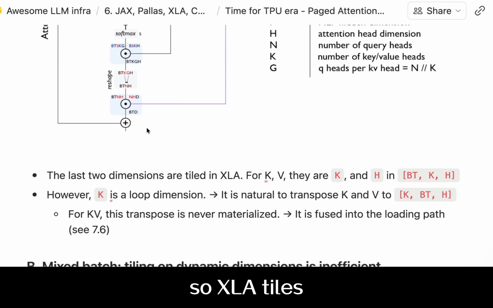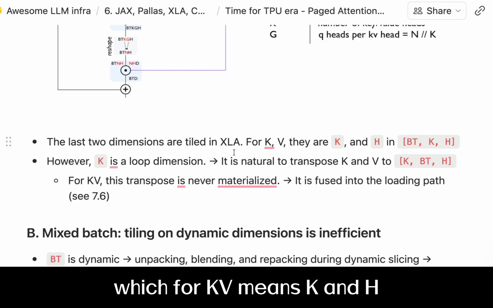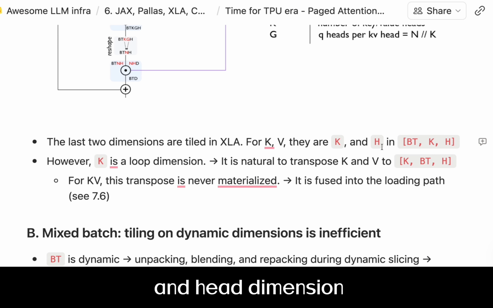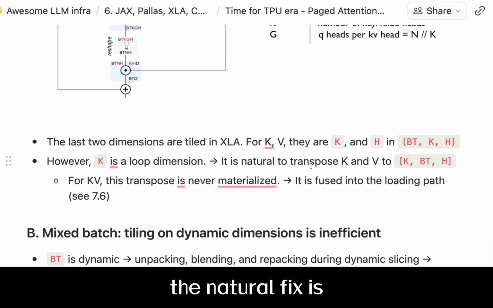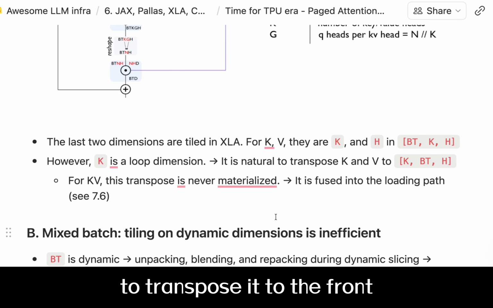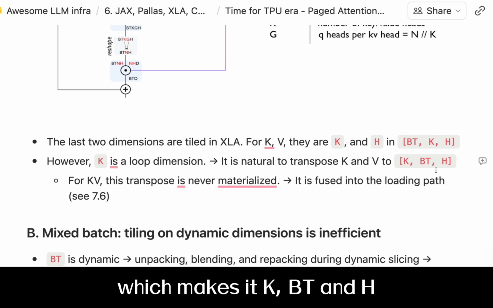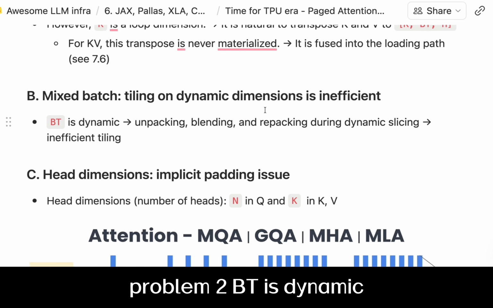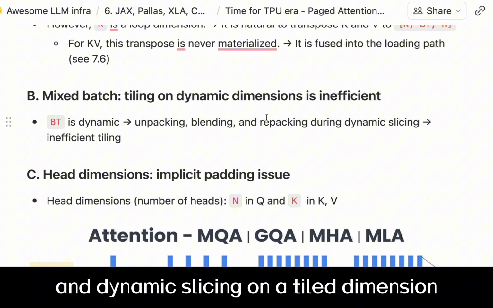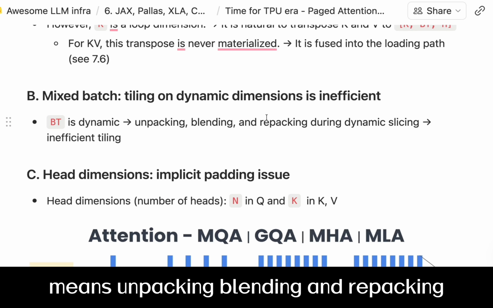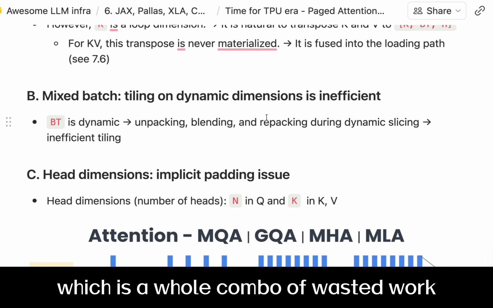So XLA tiles the last 2 dimensions by default, which for KV means K and H, the number of KV heads and head dimension. But K is the dimension the kernel loops over. Attention is computed 1 KV head at a time. Tiling it is pointless and actively harmful. The natural fix is to transpose it to the front, which makes it K, BT, and H. Problem 2. BT is dynamic. The token count changes every step, and dynamic slicing on a tile dimension means unpacking, blending, and repacking, which is a whole combo of wasted work.